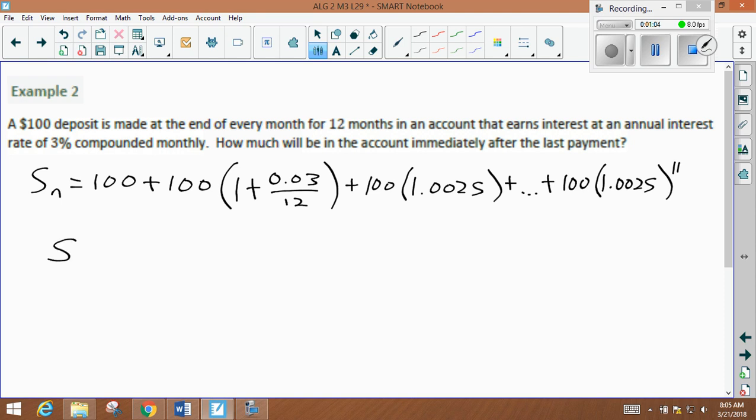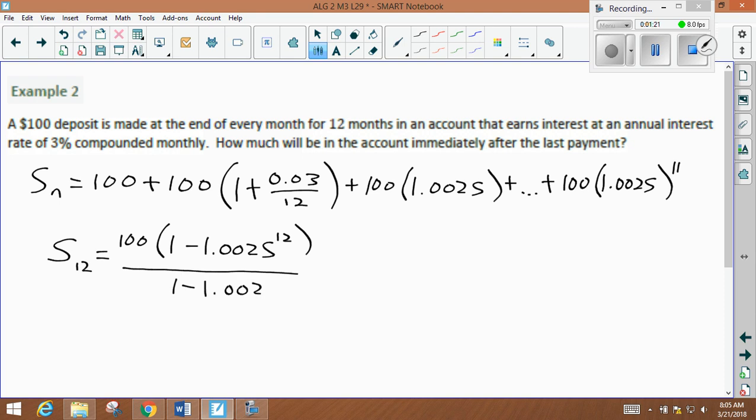So if we wanted to calculate what S sub 12 is, we would go 100 times 1 minus 1.0025 to the 12th power, all divided by 1 minus 1.0025.